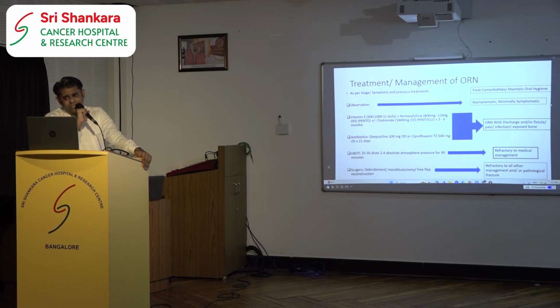ORN with discharge or fistula, pain, infection, always give this. You can combine it with antibiotics, either doxycycline or amoxiclav, ciprofloxacin, or whatever is the standard of care in your center. The recommendation says to give at least a week of antibiotic post dental extraction. It can be up to 3 weeks to a month. Prior antibiotic prophylaxis before dental extraction has not shown any benefit, but you can give it not more than a week before, though there is no strong evidence to recommend that. These were the recommendations.